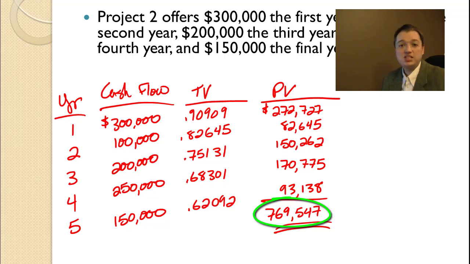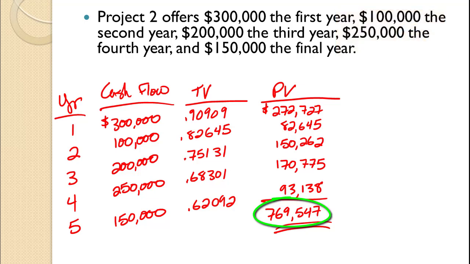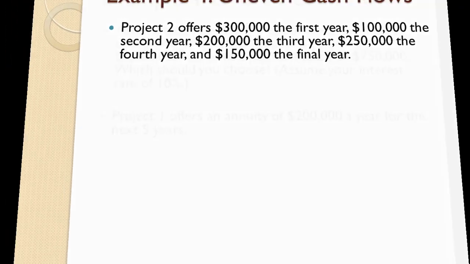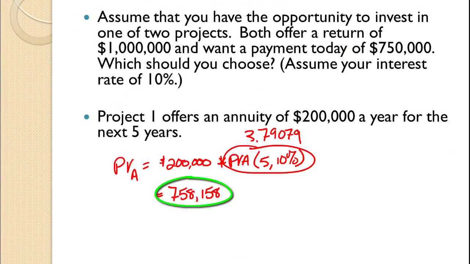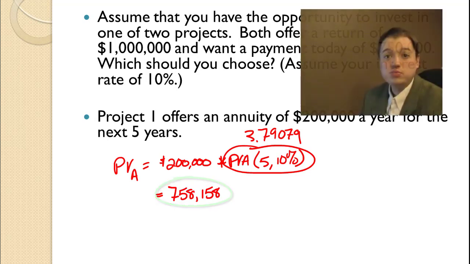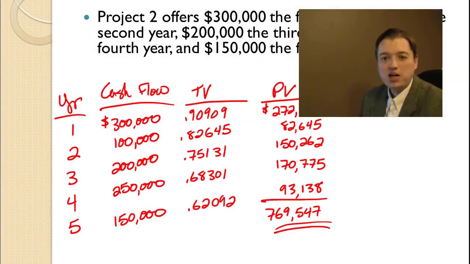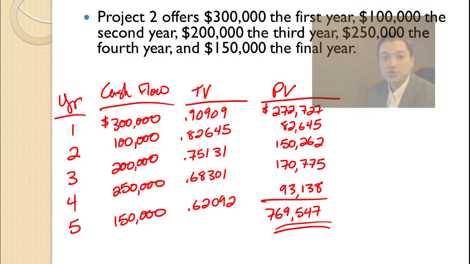The interesting thing about this is we tend to think, oh, I'd love a series of equal payments. It's going to really benefit me. But if you look at these two values, I make almost $770,000 here, and it's only $758,000 there. So both of them are good investments, but if I have to choose between the two, this is a much better investment with these uneven cash flows.